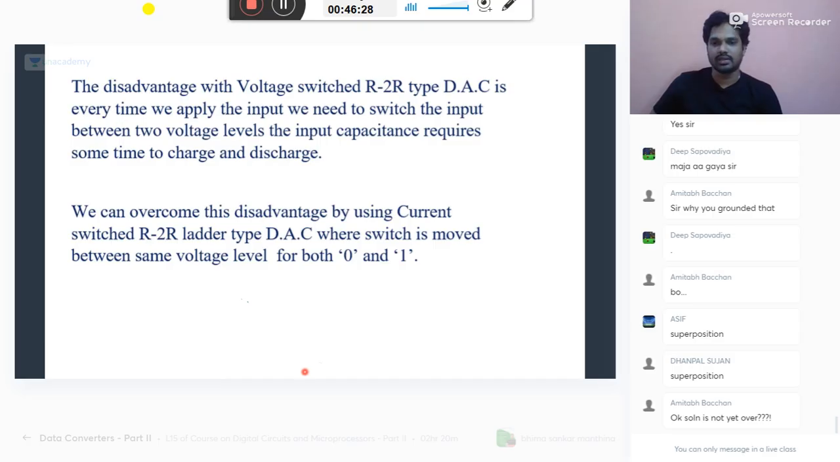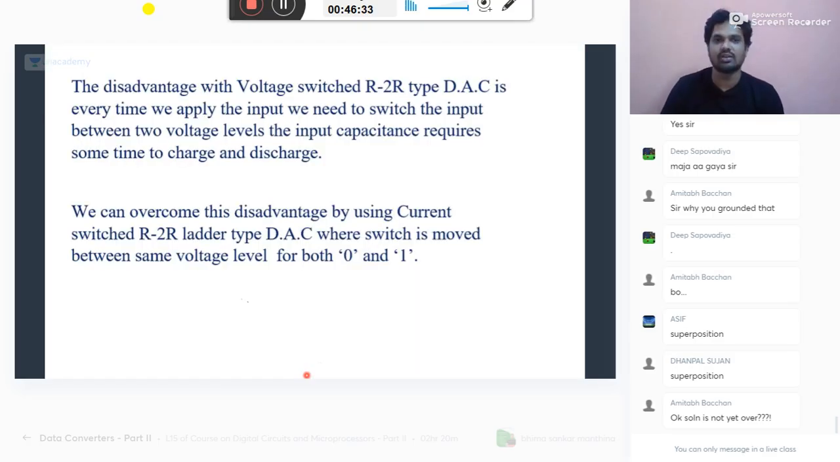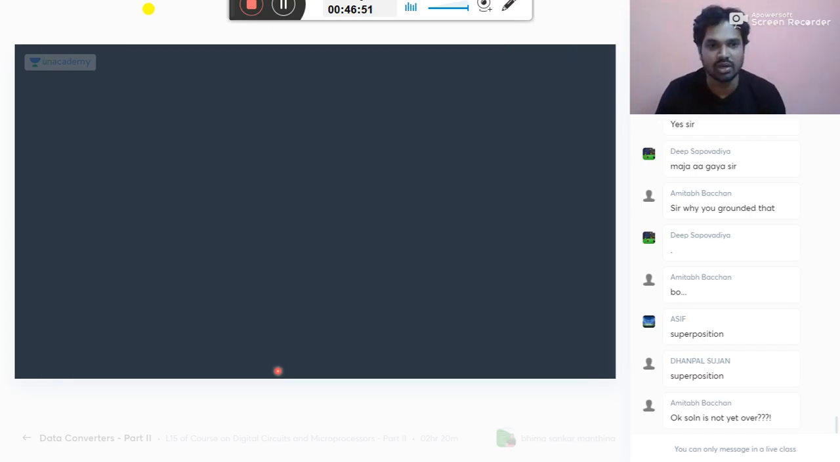Now, what is the disadvantage I told? We are moving the switch between 2 voltages, 5 volts and 0 volts. Because of that, it is taking time to charge and discharge. This is the disadvantage with any voltage switch DAC. So we can overcome this disadvantage by using another kind of DAC called a current switched DAC. What is a current switched DAC? Let me draw the circuit.